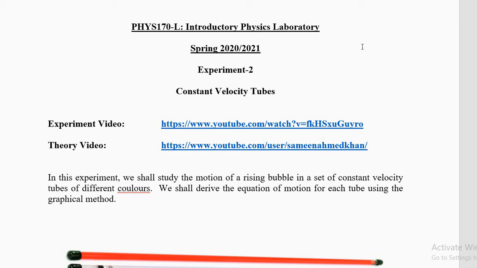In this experiment, we shall be studying the motion of a bubble rising in a tube of water. In our physics lab, we have 6 colored tubes of about 1 meter length. So you will be studying the motion of the bubble rising from the bottom of the tube to the surface of the liquid, which is colored water, and this motion of approximately 1 meter will be completed in less than 10 seconds. So we have to be a little bit quick, and I'll tell you where.